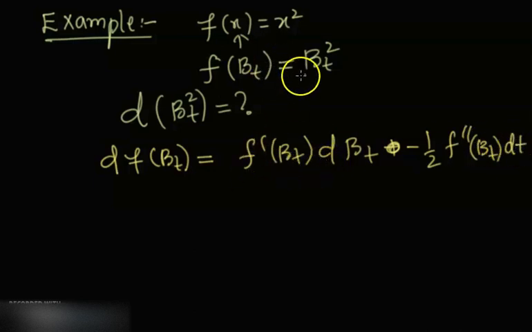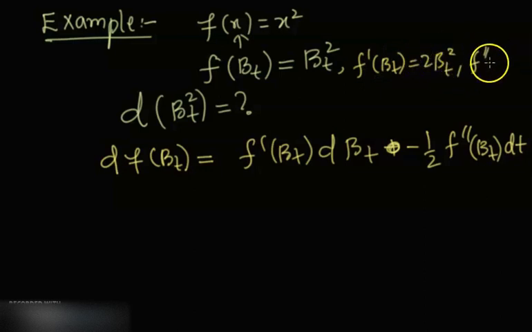So I need to compute the first derivative of this and the second derivative of this. So its first derivative is going to be 2B_t, and its second derivative is going to be, of course, you know from your basic calculus, only 2, because it's 2B_t and then it should be 2. So you just need to insert these values into the simplest version of Ito lemma.